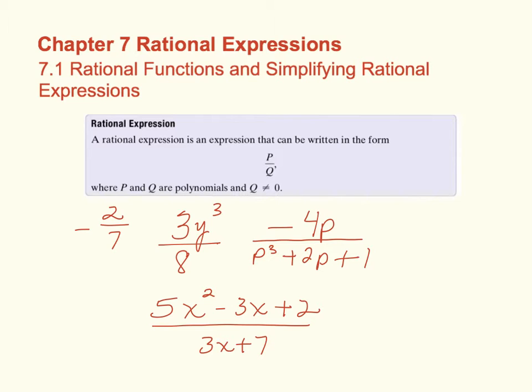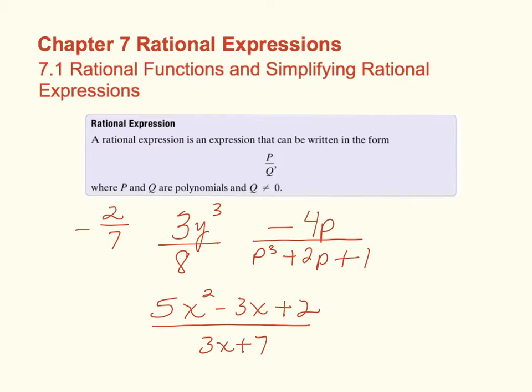polynomial in the denominator. So here the definition states that a rational expression is an expression that can be written in the form P over Q. So capital P over capital Q, where P and Q are polynomials and Q is not equal to 0. Okay, the Q is not equal to 0.